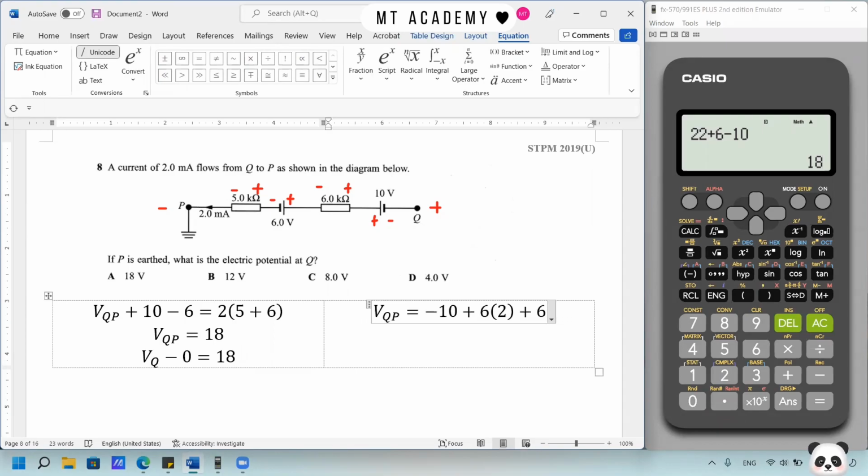So actually you get the same answer as the one on the left, which you can check is similar. So what we have is the potential difference between Q and P is 18 volt. And since electric potential at P is 0, VQP is VQ minus VP. This is the definition of potential difference, which is the difference between the electric potential at Q and P. And there is 18 volt for Q, which is A.